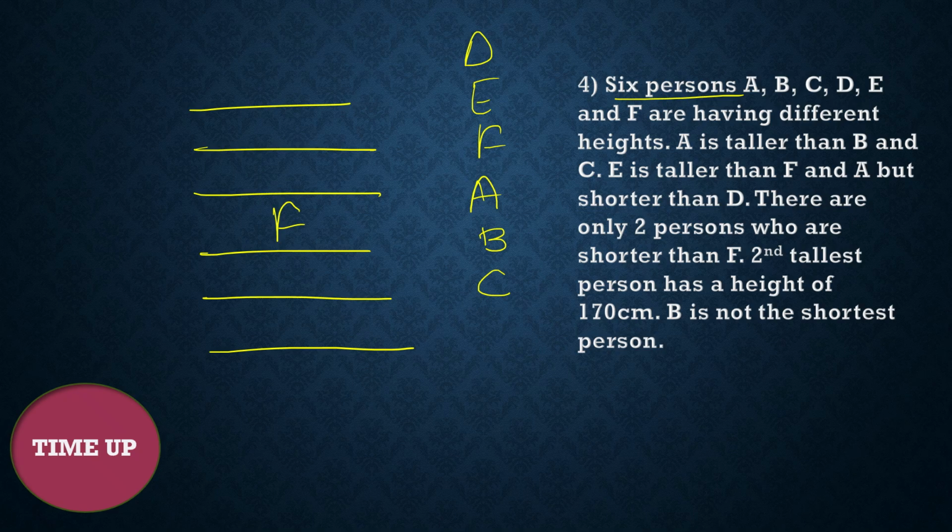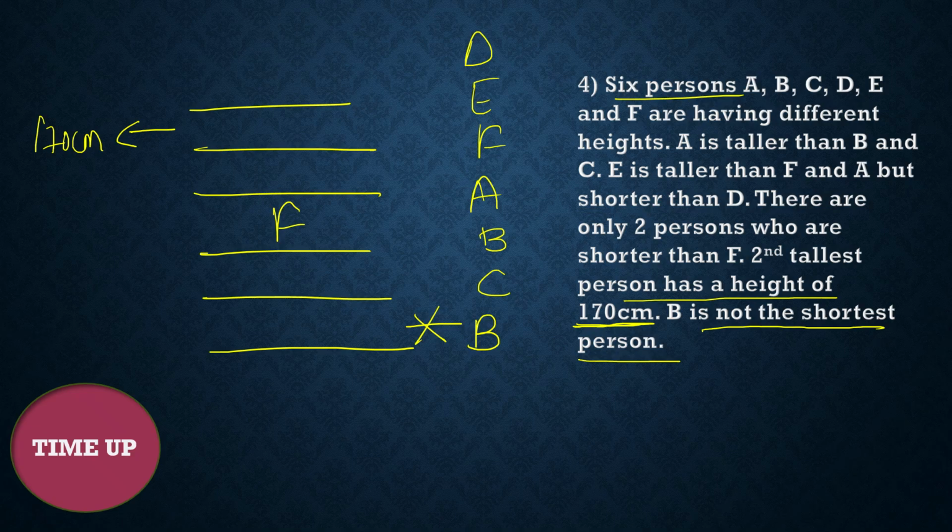Next. The second tallest person has a height of 170 centimeters. B is not the shortest person. B cannot be placed here because B is not the shortest person, they are saying. So D will be placed here. Correct? E will be placed here.